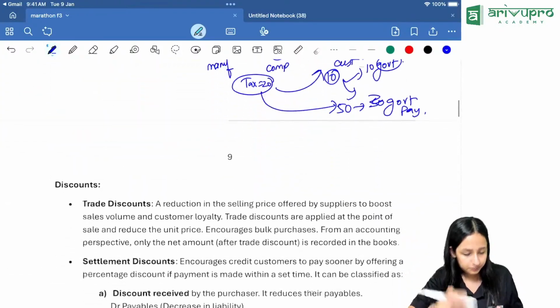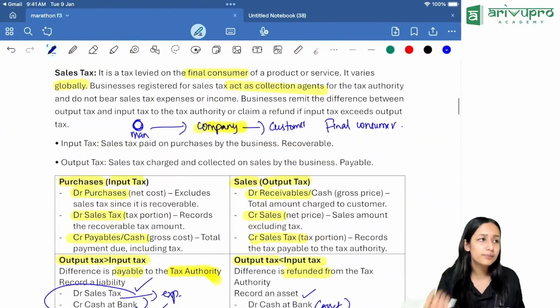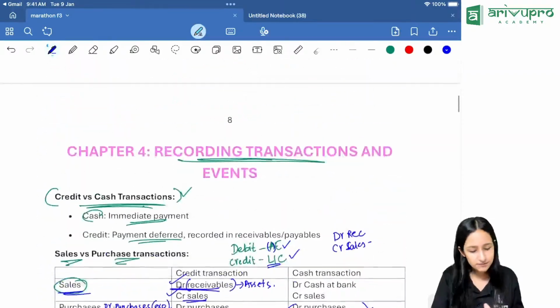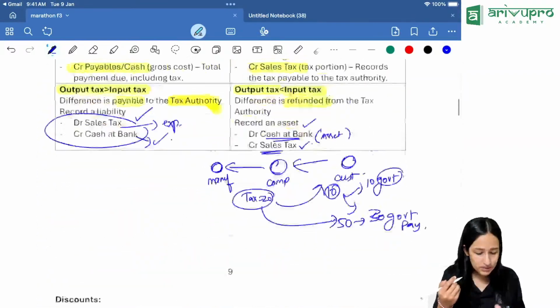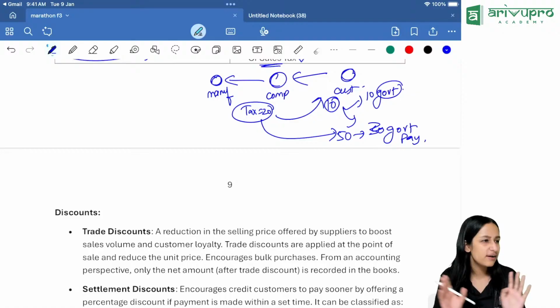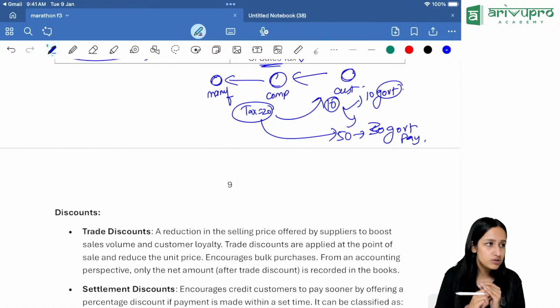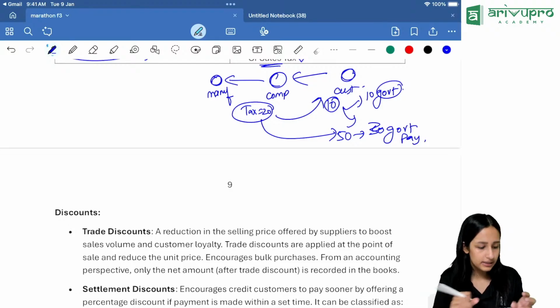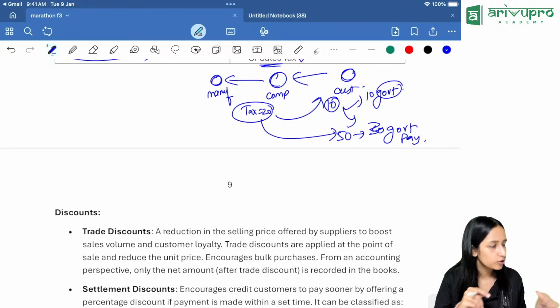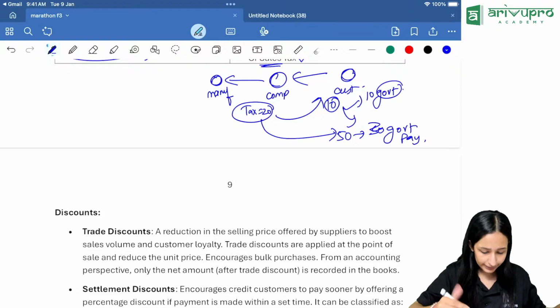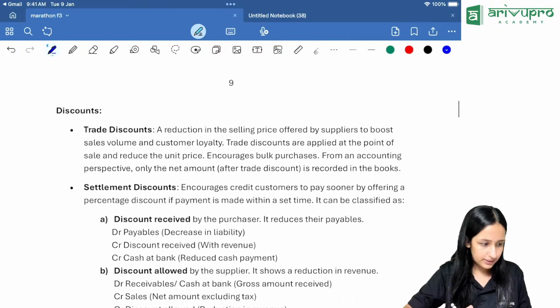Got it? Now, sales tax could be a tested topic because from these few chapters, from the 4th chapter, that's the only important thing I would say, other than the discounts and sales tax. These are the two most important things that we'll be dealing with in chapter number 4. Got it? Right. Next part that we'll be dealing with is discounts.